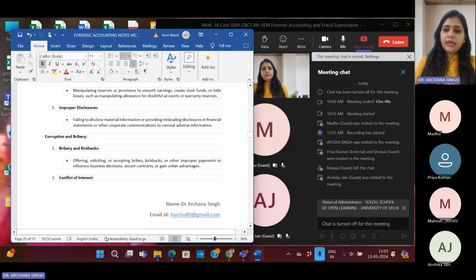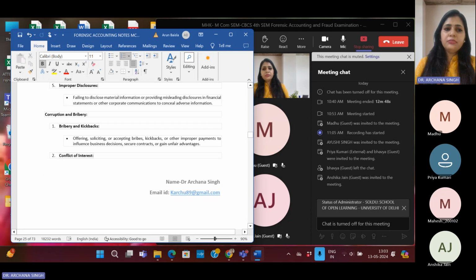Next is corruption and bribery. Bribery and kickbacks mean offering, soliciting, or accepting bribes, kickbacks, and other improper payments to influence business decisions, to secure contracts and gain unfair advantage. Through bribery, they make improper payments so that they can influence business decisions. They can secure the contracts through bribery, and they can gain unfair advantages.